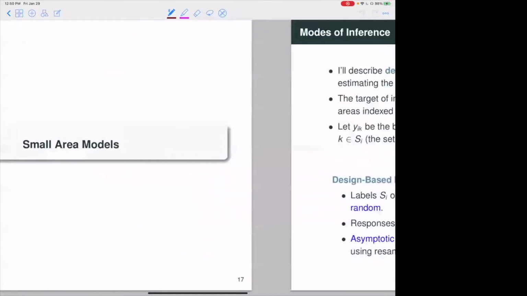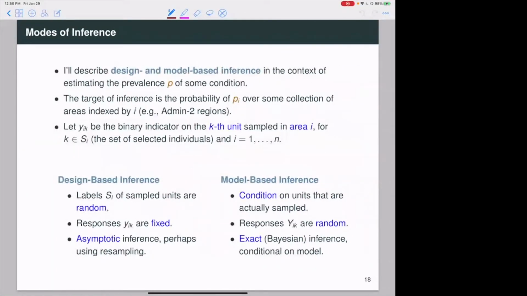Okay, so small area estimation. For a generic prevalence P, we can think of design-based or model-based approaches. Under the design-based approach, the labels of the areas, the clusters that were sampled, are the random things, and the responses are treated as fixed, and then we can use asymptotic inference. Our early work did use the sampling weights, which are constant within each of the strata, but they make some adjustments.